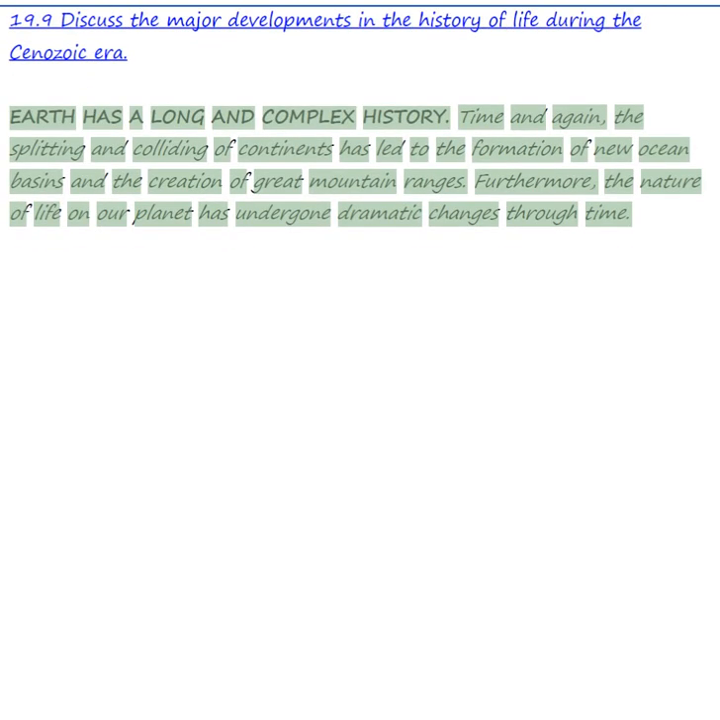Earth has a long and complex history. Time and again, the splitting and colliding of continents has led to the formation of new ocean basins and the creation of great mountain ranges. Furthermore, the nature of life on our planet has undergone dramatic changes through time.